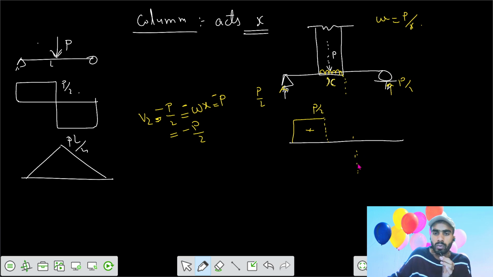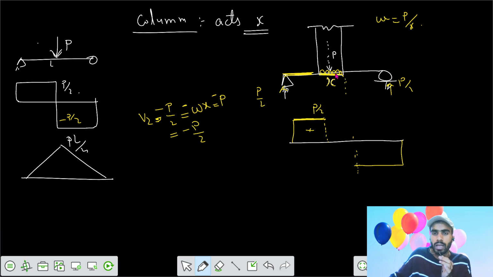That is minus P by 2. So your final value is minus P by 2. That was also here minus P by 2. But in this part you have variation of the shear force. Since in this part there was no external load, your shear force remains constant.